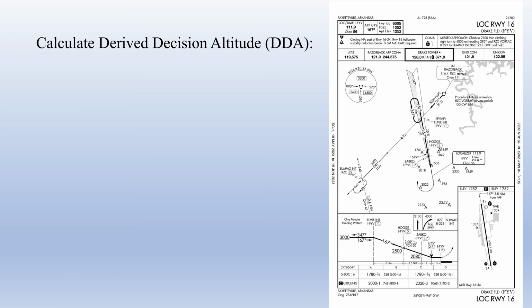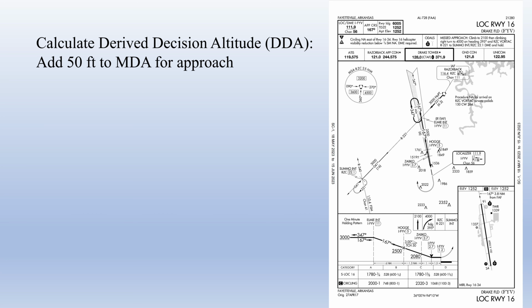So our next step is to calculate our derived decision altitude, and this is, again, the altitude we're going to use instead of the MDA, and we're going to treat it like a decision altitude. In other words, we're going to descend down to that altitude, and at that altitude, if we do not have the runway environment in sight, or at least the approach lights in sight, we're going to go ahead and execute the missed approach procedure. All you need to do to calculate a derived decision altitude is add 50 feet to your MDA for the approach.